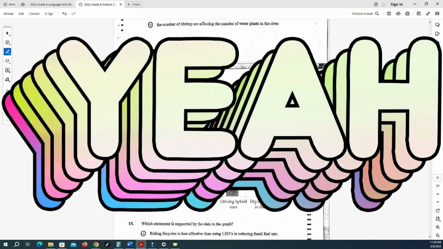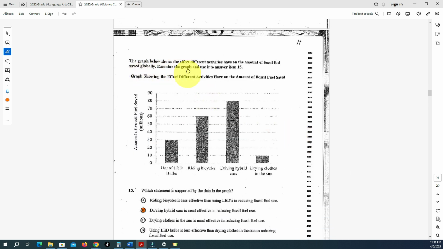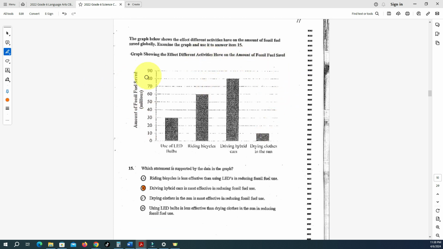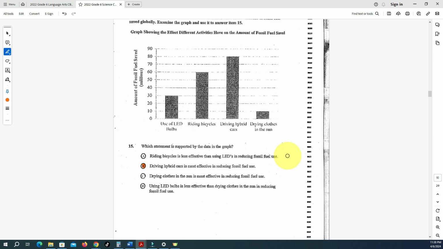What would you choose? All right. The graph below shows the effect different activities have on the amount of fossil fuels saved globally. Examine the graph and use it to answer item 15. Here's a graph showing the effect different activities have on the amount of fossil fuels saved. We have on the y-axis the amount of fossil fuel saved, and down here we have the activities. So which statement is supported by the data in the graph?